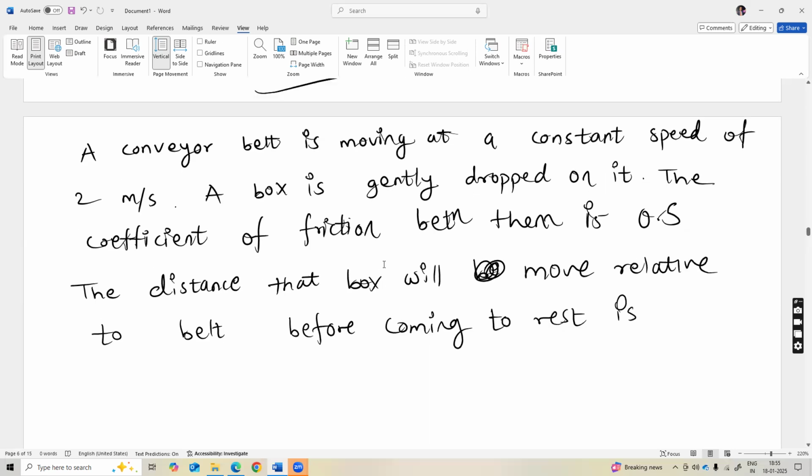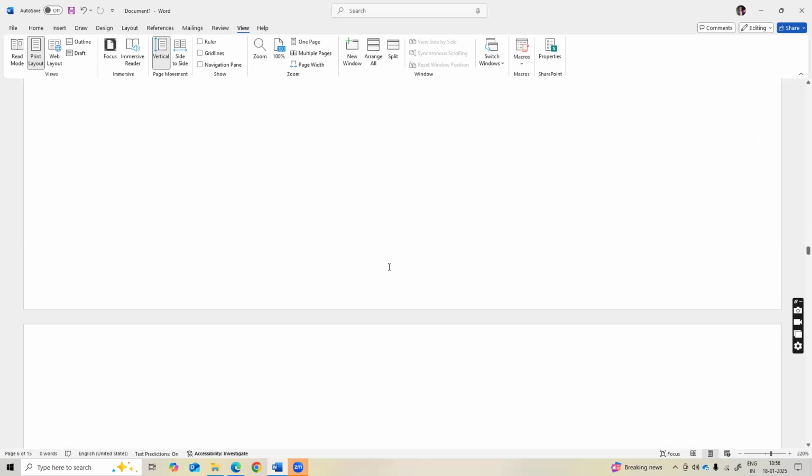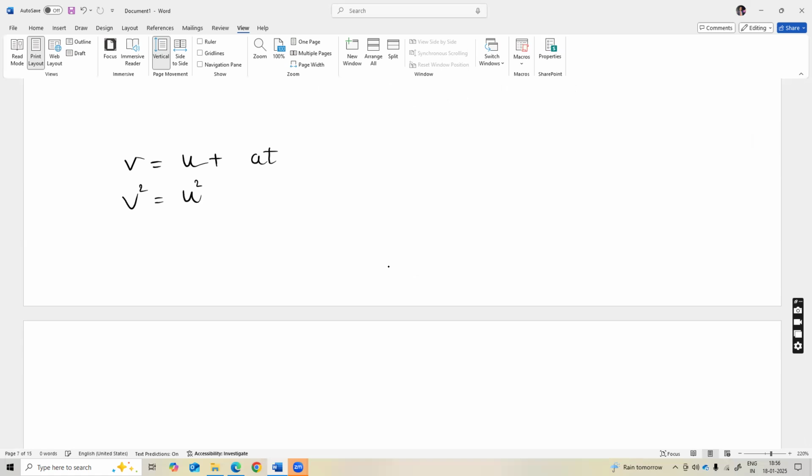Okay. So in previous chapters, we have seen the motion with constant acceleration. We have seen three equations. First is v = u + at. Second is v² = u² + 2as. And third one was s = ut + ½at². These equations are valid for motion with constant acceleration.